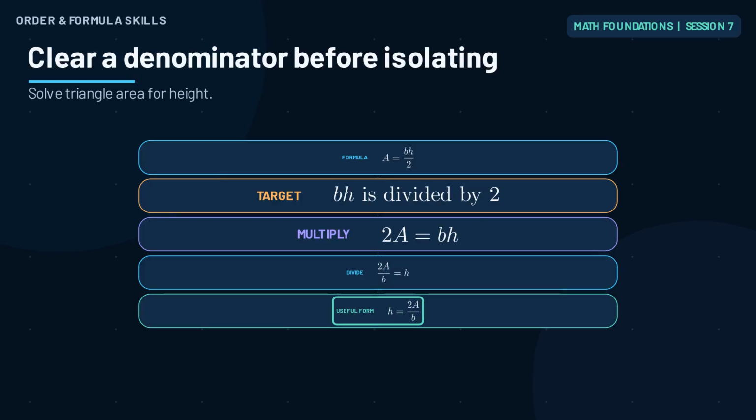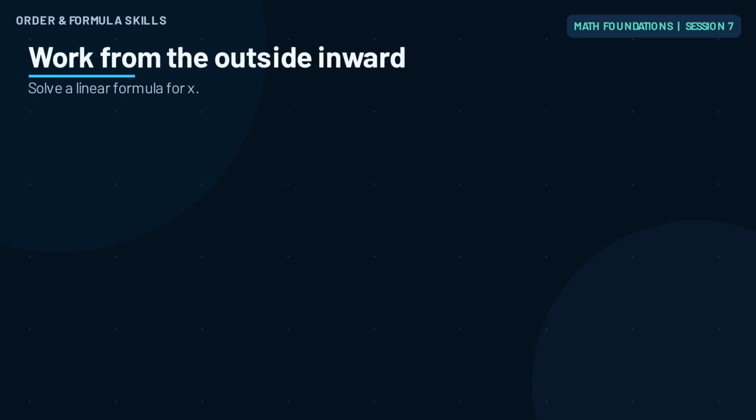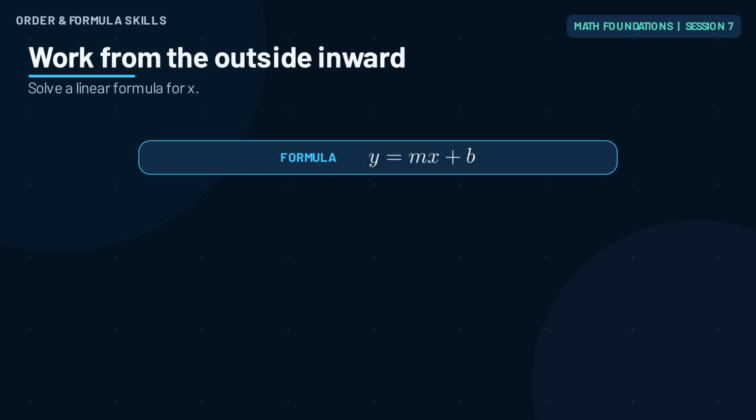If area is 30 and base is 12, height equals 5. 1/2 times 12 times 5 returns 30. Clear the denominator, then remove the remaining factor. The same outside-in logic works for a linear formula. Begin with y equals mx plus b and solve for x.